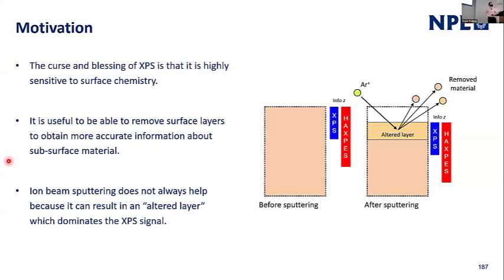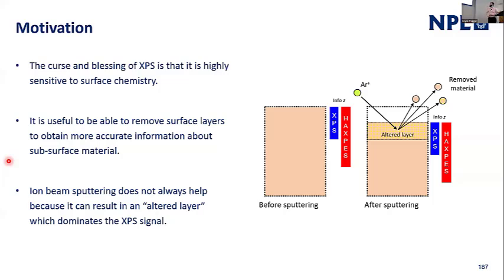It's very highly sensitive, which is great when the thing you're interested in is that first top 10 nanometers, for example. But if you're looking at buried interfaces or things that are underneath your surface, you want to get to the subsurface, then it's not so great. And perhaps we can then go up to using HAXPES. But again, if you have to go deeper again, then you may have to resort to removing surface layers to obtain more accurate information about the subsurface material.